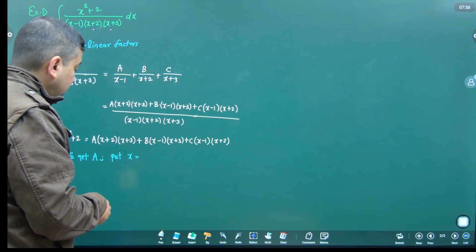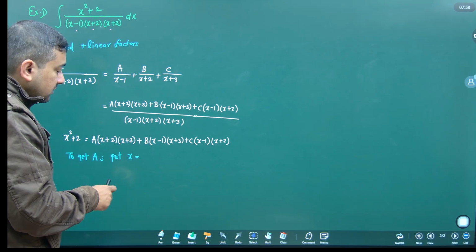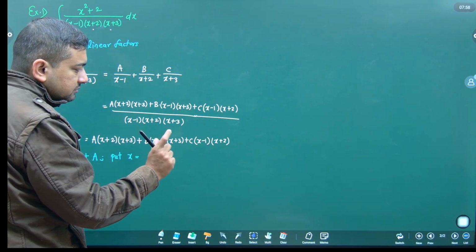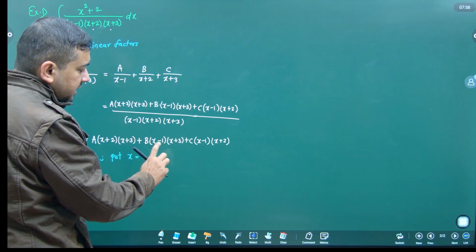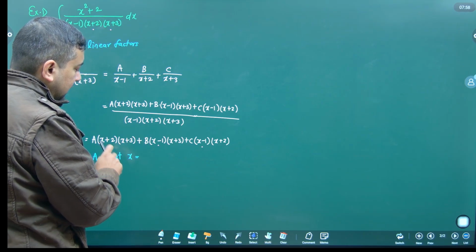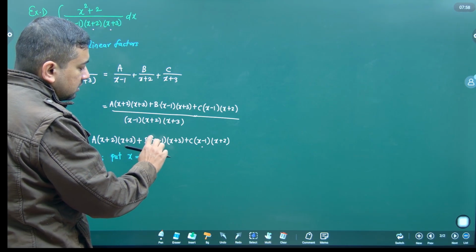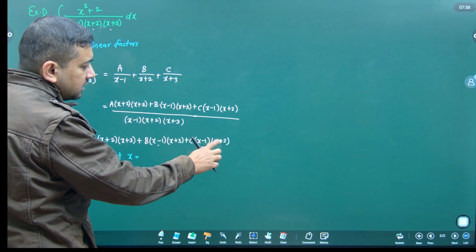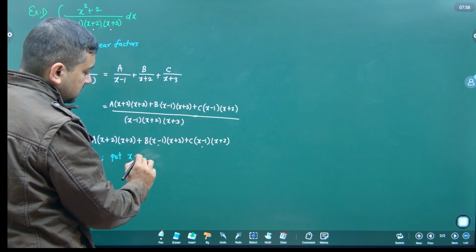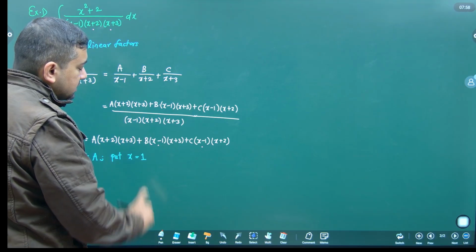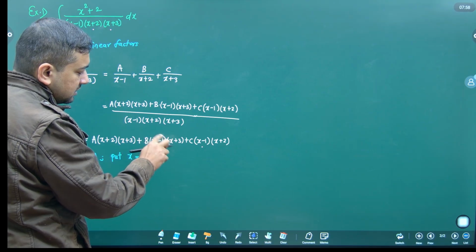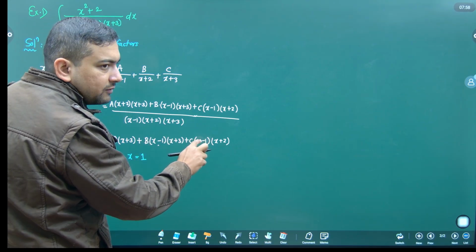To get A, you have to convert the B and C terms to 0. What is common in these? Common is x minus 1, x minus 1. So to find A, you have to make the B term 0 and the C term 0, so find the common factor. The common factor is x minus 1. So I will put x is equal to 1. If I put x is equal to 1, 1 minus 1, this term will become 0, and 1 minus 1, this term will become 0.